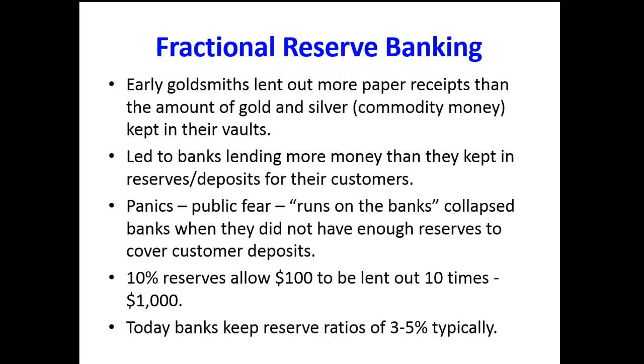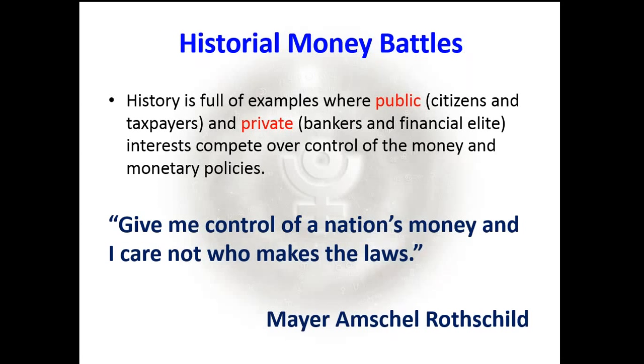Now, history is full of examples where the public, citizens and taxpayers, compete with the private, the bankers and the financial elites over control of money and monetary policies. Now, the Rothschilds go all the way back to that Bank of England. Here is the first Rothschilds quote, "Give me control of a nation's money and I care not who makes the laws."